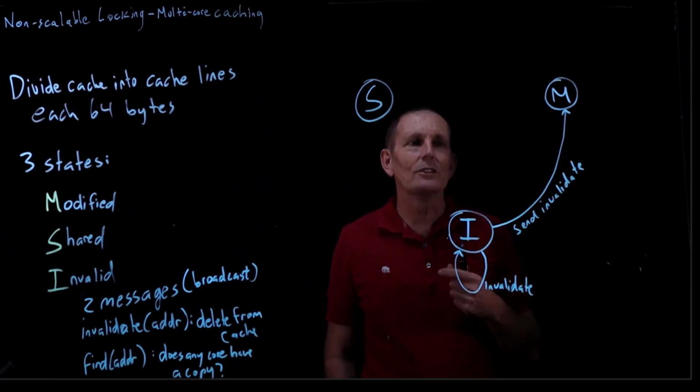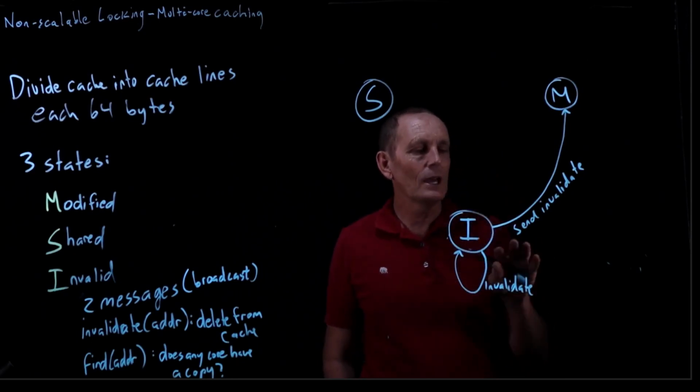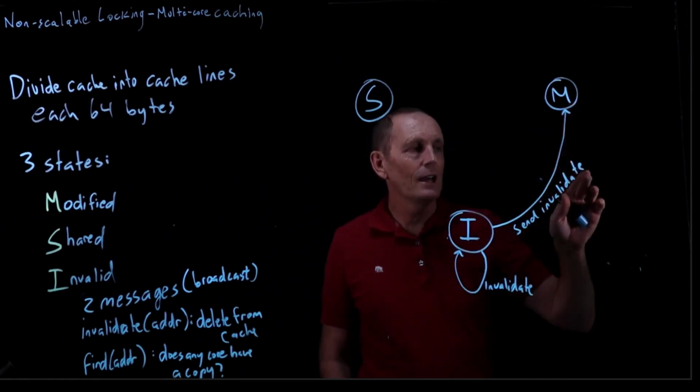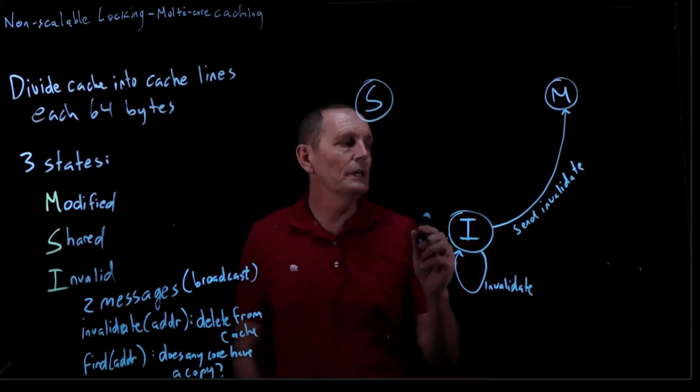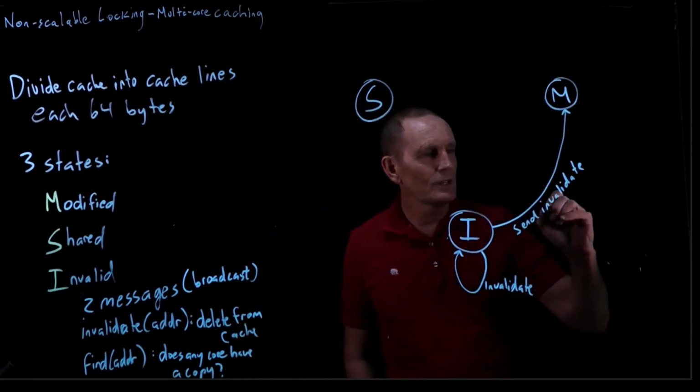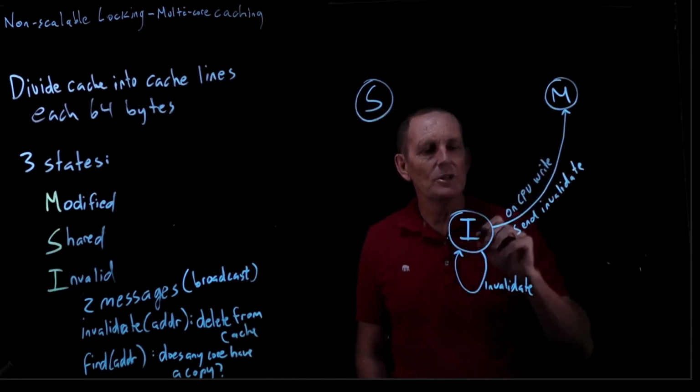Now there's some work that we have to do if we're writing to only part of the cache line, but let's just assume we're writing to the entire cache line. So we have now the latest version and we have invalidated everyone else's. Let's say we do a read. I'm sorry, so this is we send invalidate and this is on CPU write.